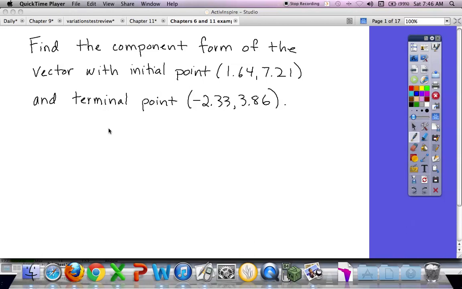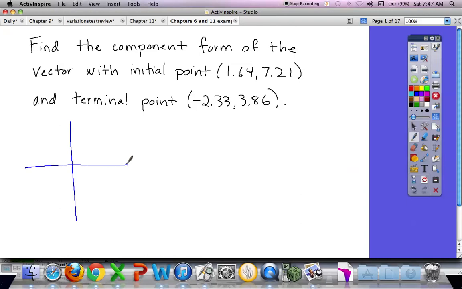Find the component form of the vector with an initial point, 1.64, 7.21, and terminal point, negative 2.33, 3.86. So as we learned in this unit, a vector is a quantity that has both a magnitude and a direction. It typically, if you were going to draw it, looks like an arrow that starts at one point and goes to another.